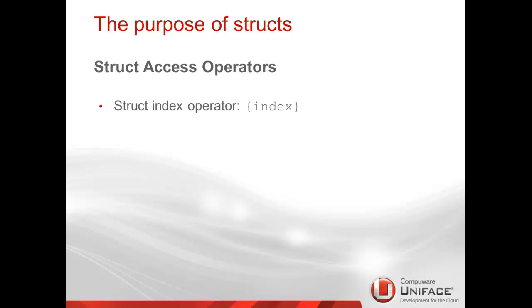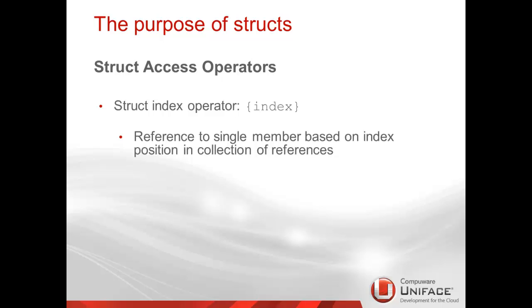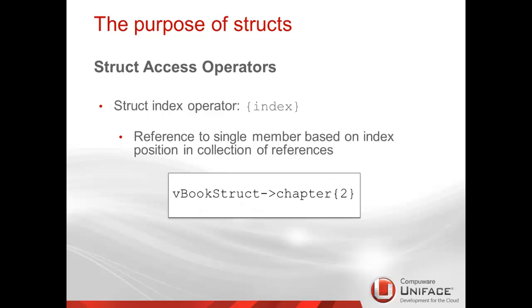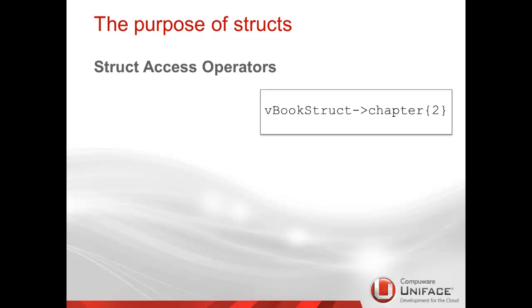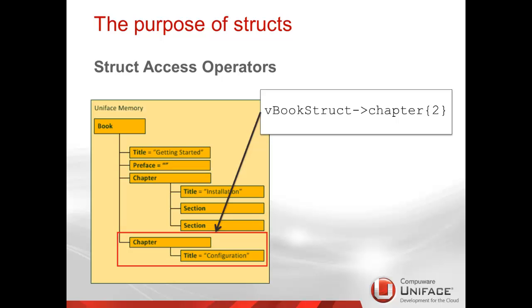Next, the struct index operator. It returns a reference to a single member of a struct based on its index position in the collection of references. And you write it like this: vBook struct dereference chapter index 2. And here's an example. With these instructions, we access members by name and index. For example, get the second member named chapter.